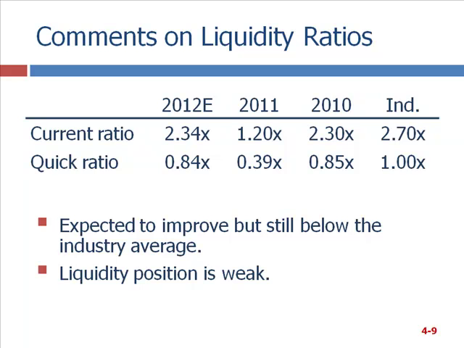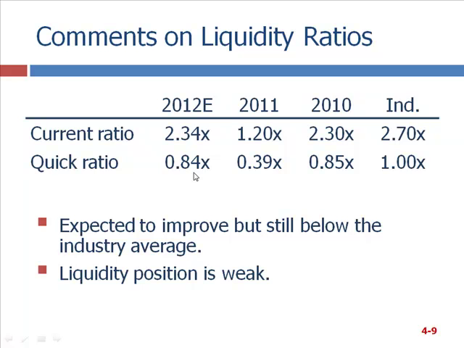First, let's look at the trend that's going on here. For the current ratio, a couple years ago the value was 2.3, then it dropped in the second year to 1.2. Now it's supposed to come back to basically where it was before, so 2.34. And for the quick ratio, it was at 0.85, then it dropped a lot the next year, then it came back up to about the same level where it was before. So it looks like the company is rebounding from its bad year.